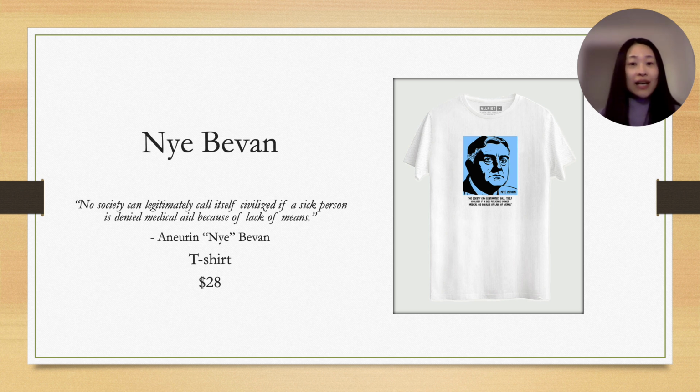The last gift item is a t-shirt of Aneurin Bevan, who is known as the father of the NHS. He was the British Minister of Health that turned William Beveridge's idea into reality. The t-shirt features a famous quote by him that says, "No society can legitimately call itself civilized if a sick person is denied medical aid because of lack of means," a notion that has remained the essence and the core of the British national health system.